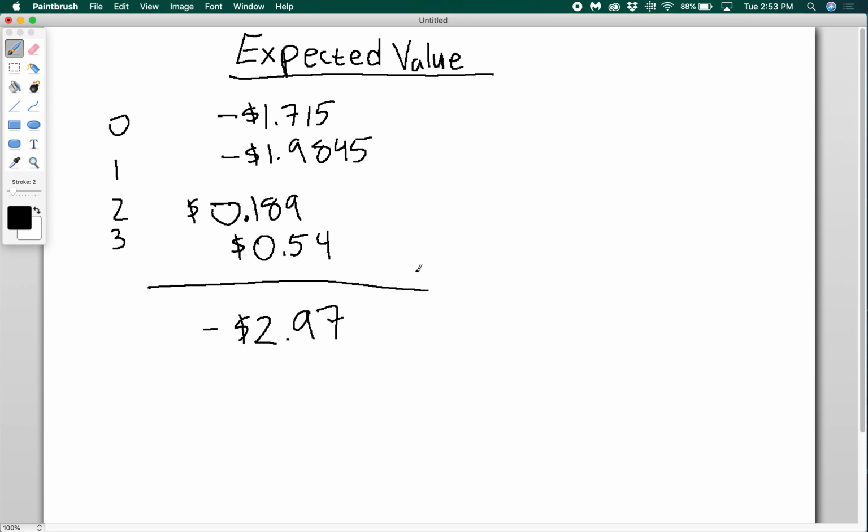Doesn't mean you'll lose every time, but if you play the game a large number of times, if I play this game, let's say 100 times, then how much do I expect to lose? Well, I expect to lose this times 100. So after 100 times playing, on average, I'll lose $297. So not great, not great. And that is how expected value works.